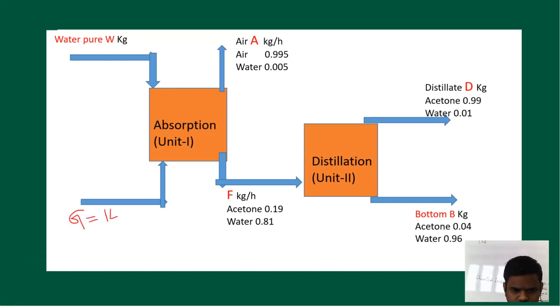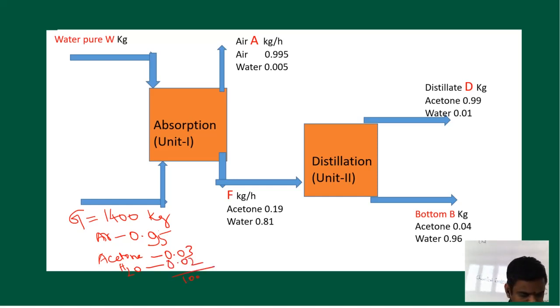G is equal to 1400 kg, and it has a composition of air equal to 0.95, acetone equal to 0.03, and water equal to 0.02. So the total should be equal to 1, right? So the total mass fraction should be 1. It is given G equal to 1400, composition air 0.95, acetone 0.03, water 0.02. So this is the gas inlet.